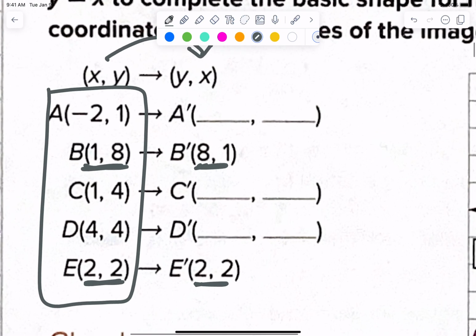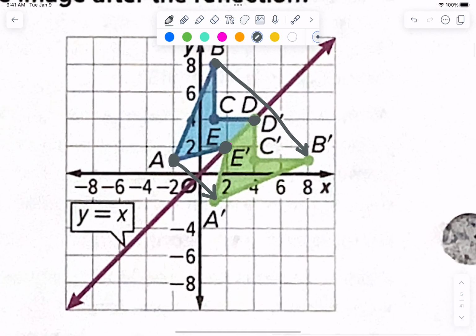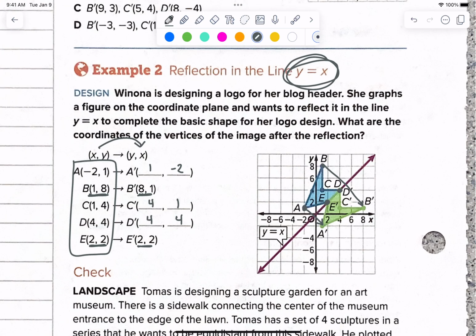Okay, A prime becomes 1, negative 2. Yeah? Okay, what about C prime? 4, 1. And then D is 4, 4. So if you notice, C and D and E were on that line, so they're not going to flip, right? They're on that place. They're not going to change places. Okay? Good? Got it? Yeah.